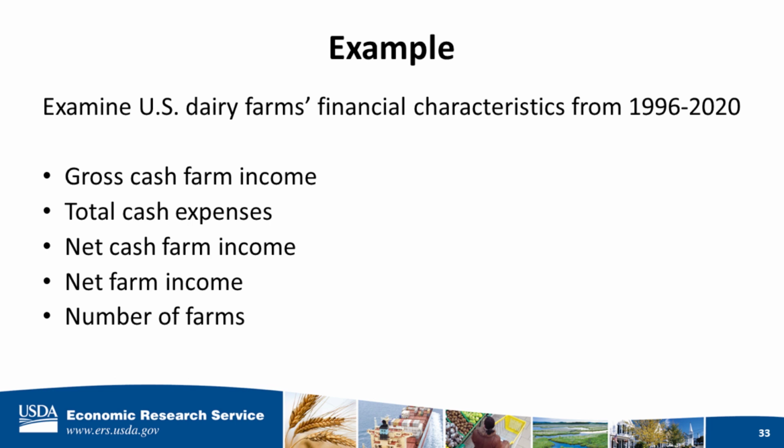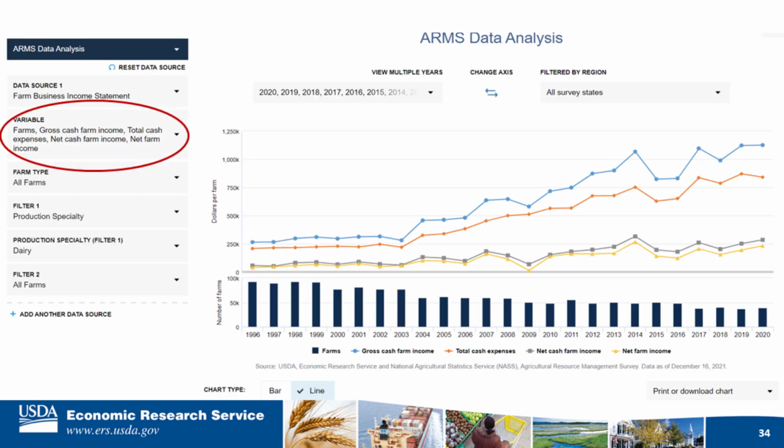I am giving you an example to look at the U.S. dairy farms' financial information from 1996 to 2020. Here for the example, I'm more interested in the gross revenue, cash expenses, net cash farm income, net farm income, and number of farms. In this slide on the left, you'll see my variables of interest.